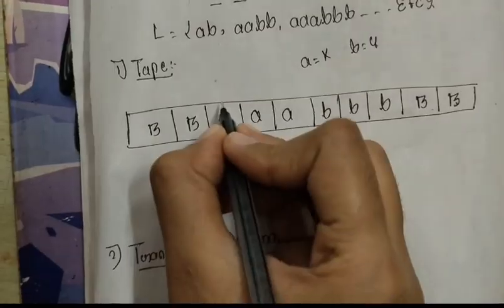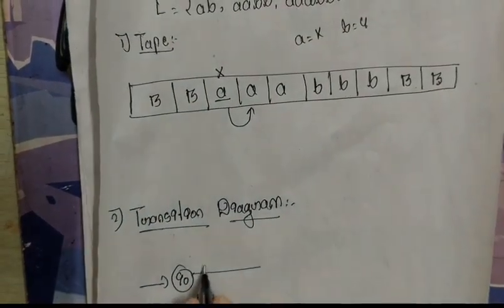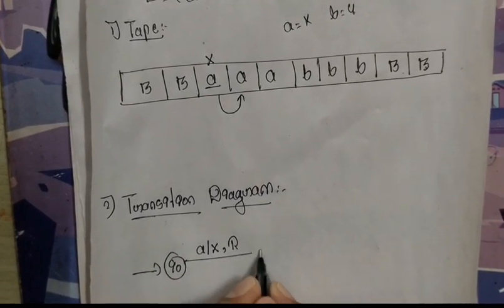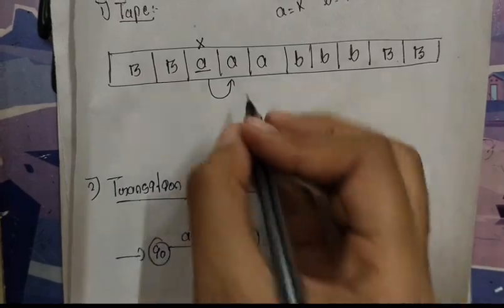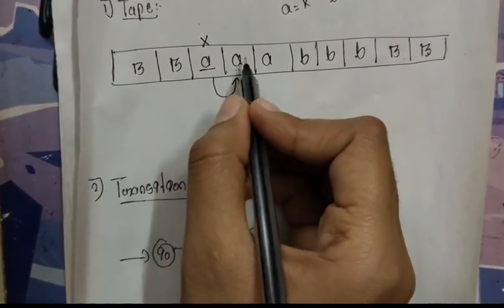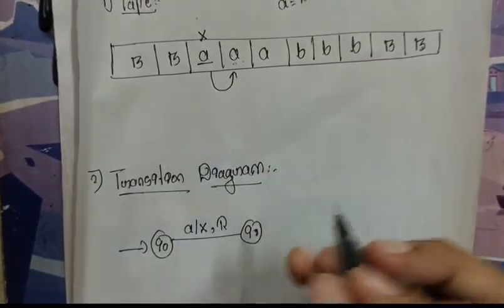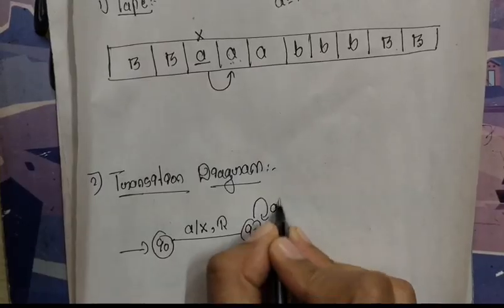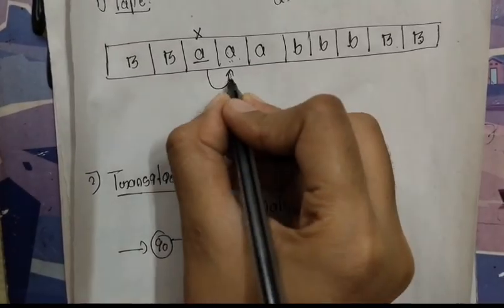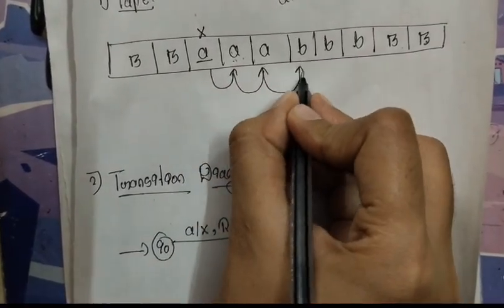If the string is A, it is replaced with X and we move towards the right. Then it is the q1 state. Presently we are on A. When we get any number of A's, A is replaced with A and we move towards the right. It is also the same, and we move towards the right.